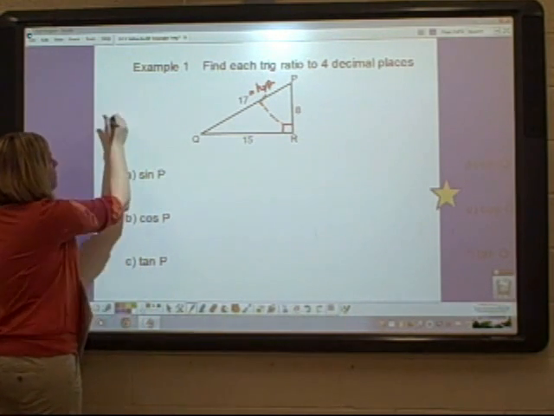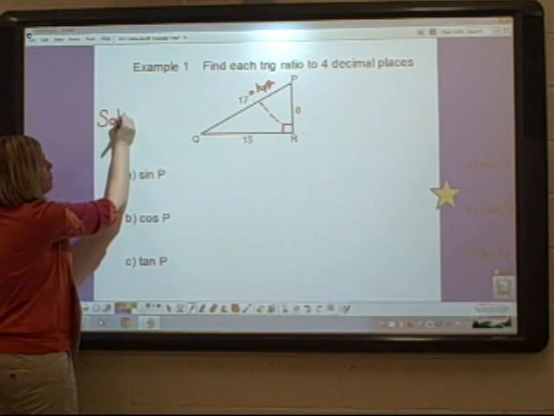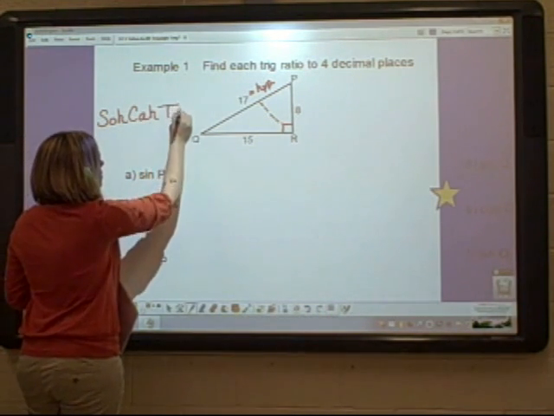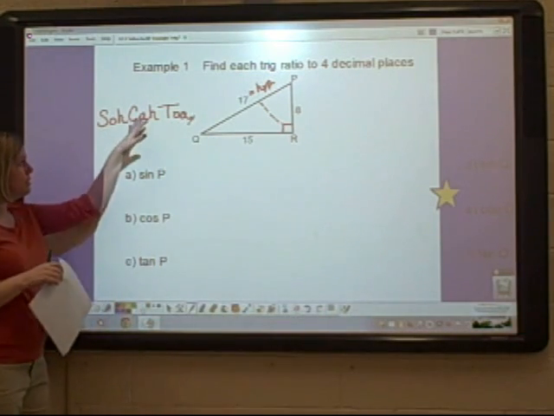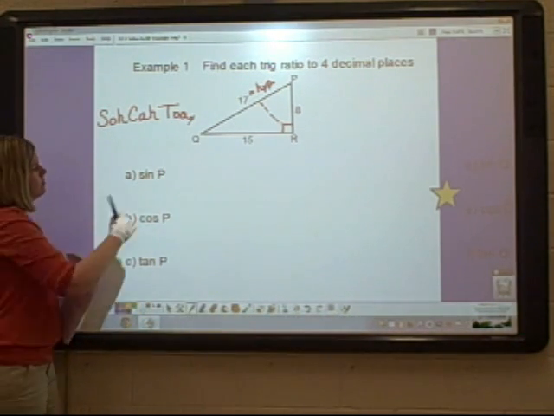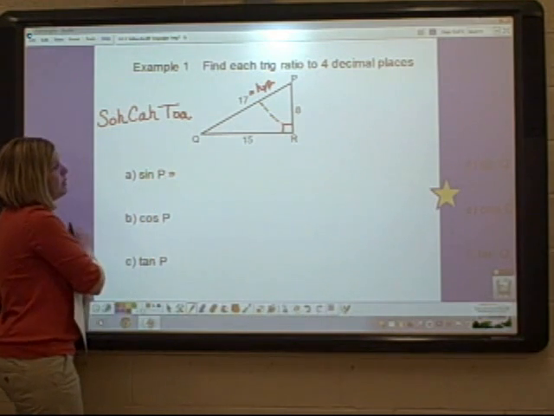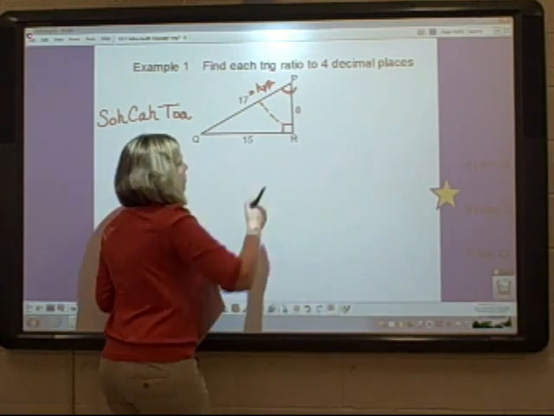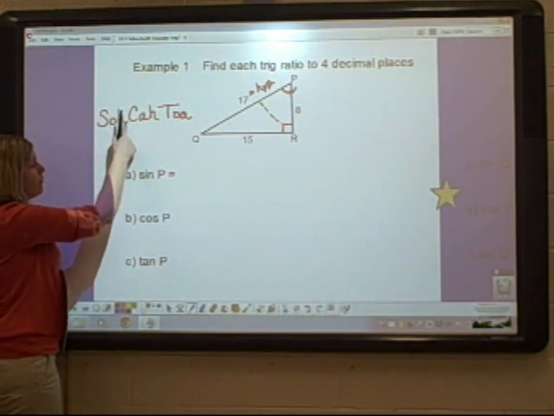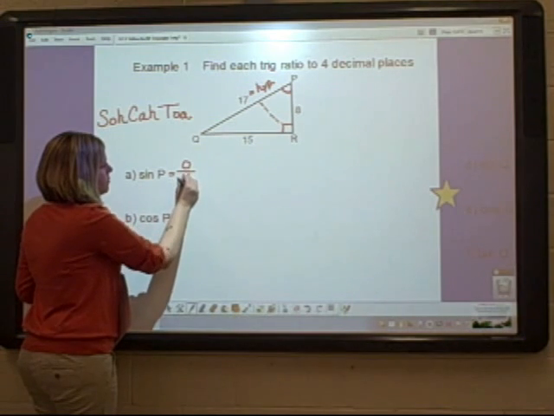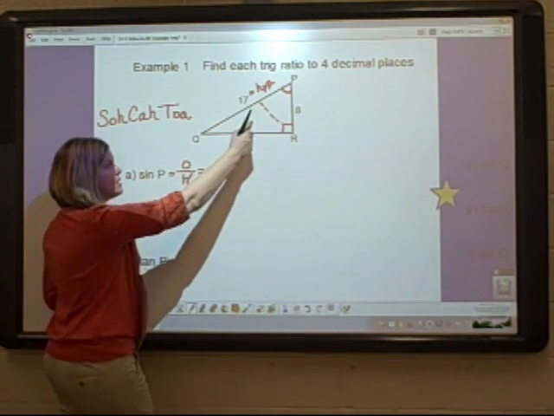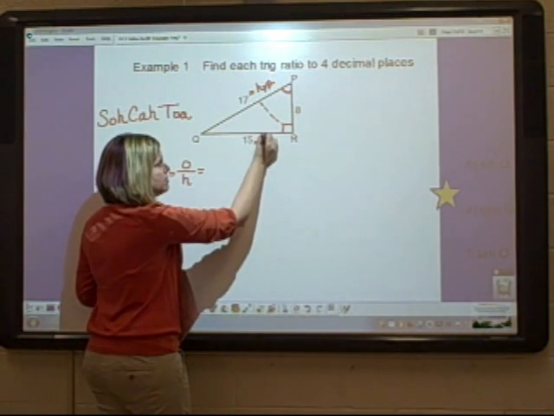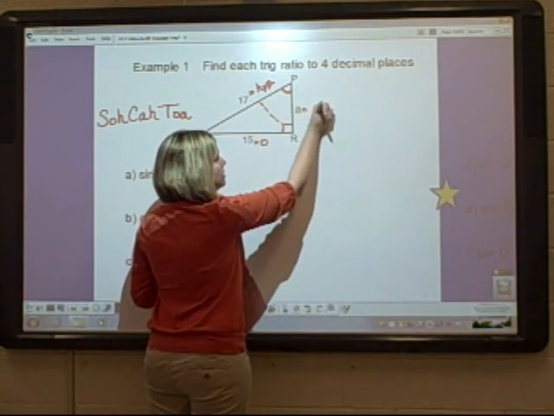So if I copy down what I learned from the first slide, SOHCAHTOA, I'm going to use that to set up my ratios. So the sine of P, so that means I'm going to go to angle P, is going to be O over H. Okay, the opposite of angle P is 15, which means 8 has to be the adjacent.